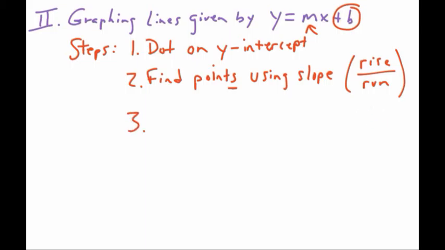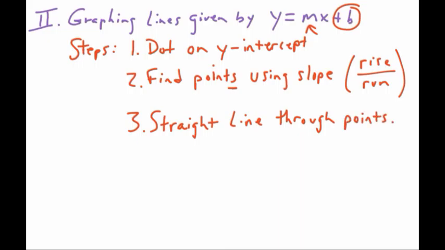And then third step is you draw a straight line through the points. So straight line through the points. And when you draw your line, make sure you put an arrow on both sides because that line should keep going forever. So I want to do a couple examples of those. I'll give you a second to finish writing that.